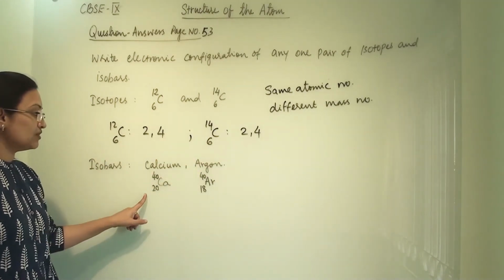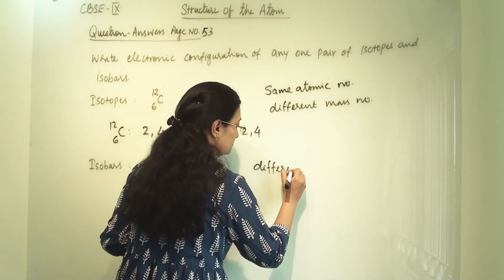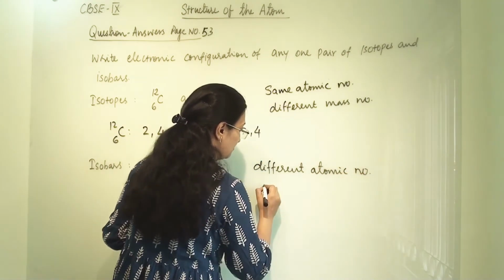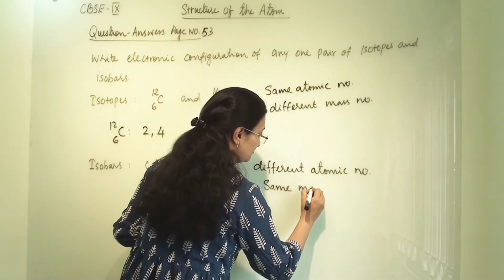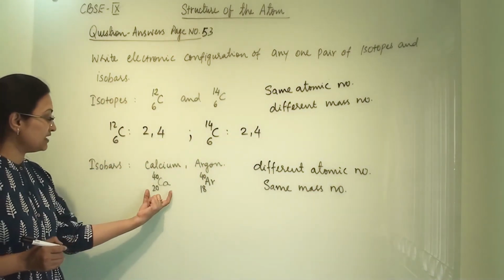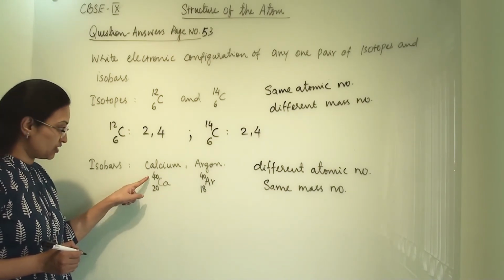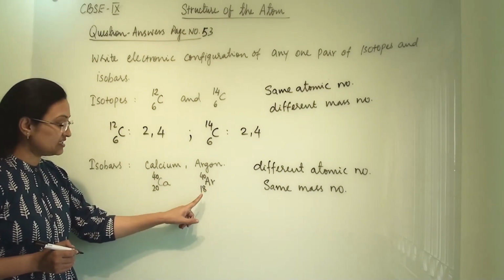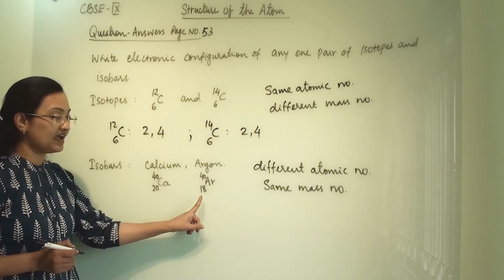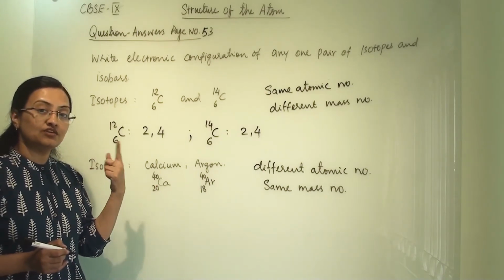Now isobars. What is the isobar? Isobars have different atomic number but same mass number or same atomic mass. For example, calcium, its atomic number is 20 but its atomic mass is 40. Here argon, its atomic number is 18 but its mass is 40. Both have same mass but they have different atomic number. So here their electronic configuration will be different.